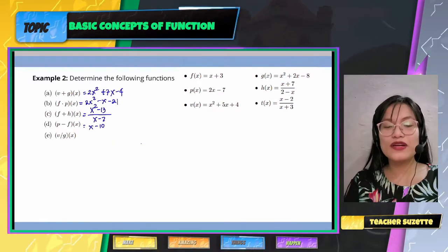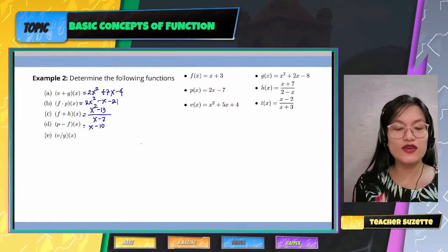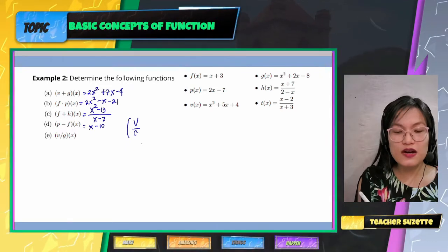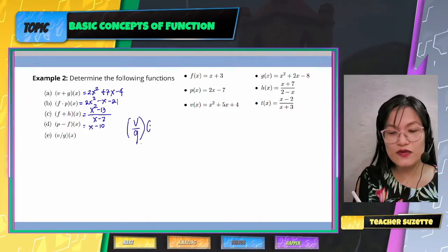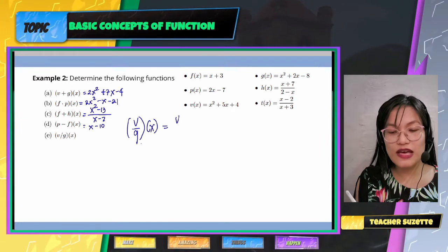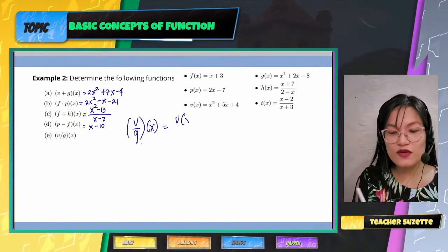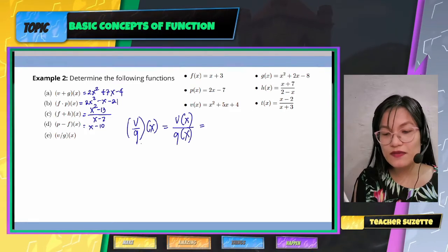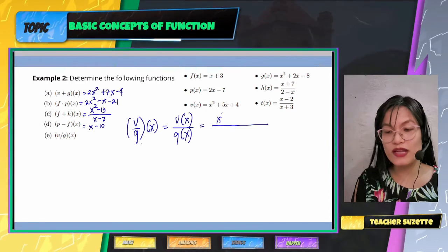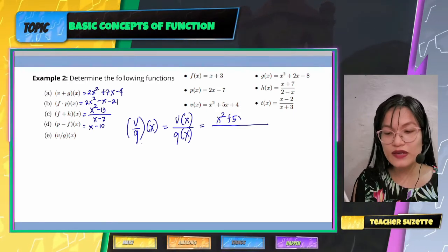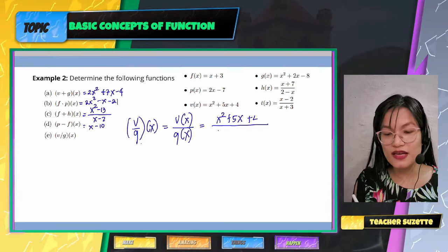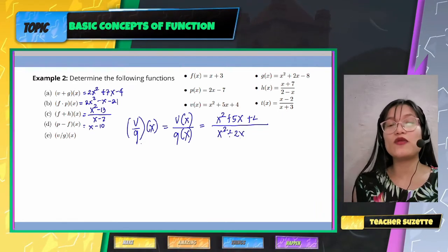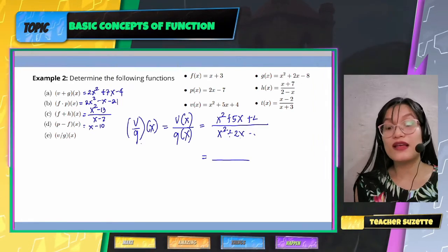Now, let's have our last example for this video. So, we have our function of v over g of x, and that is equal to the function of v of x all over g of x, where v of x is equal to x squared plus 5x plus 4, and our g of x is x squared plus 2x minus 8. So, let's simplify and let's check if there is anything common in our numerator and denominator.